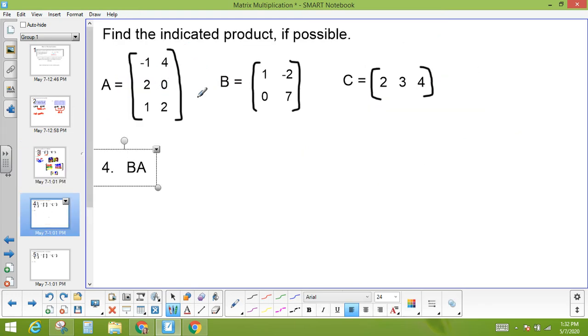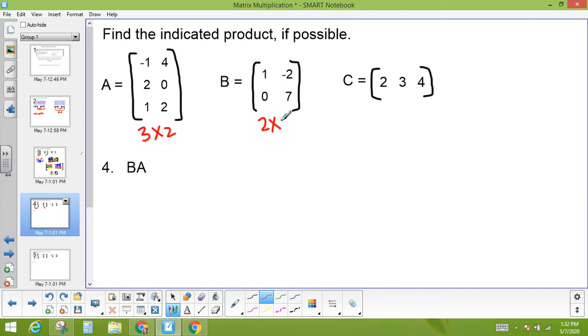We are given the same original pieces, but now we want to do B times A. All right, so remember that we start by looking at the dimensions. This is a 3x2, and this is a 2x2. Well, we just multiplied A times B, and we said, yay, they match. We can do that. Well, now we're doing B times A. So it's a 2x2 being multiplied by a 3x2. And when you look at these inside numbers, you realize that these columns don't match these rows.